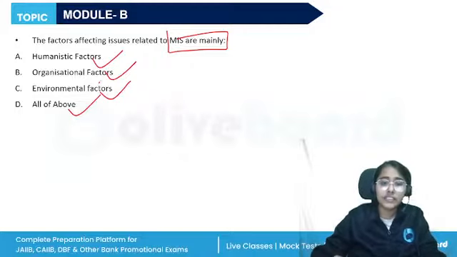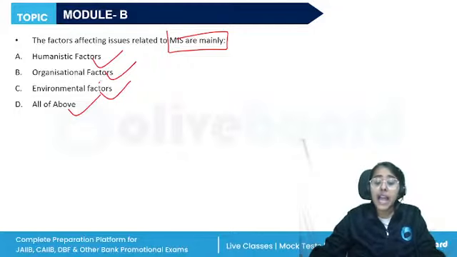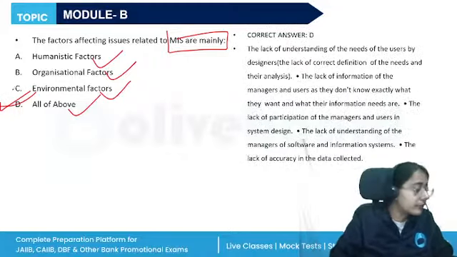Environmental factors are also there, like the lack of procedures and methodology, lack of serious consideration, and organizational factors like inadequate education of the users, training, lack of evaluation. So the correct answer will be D, all of the above.